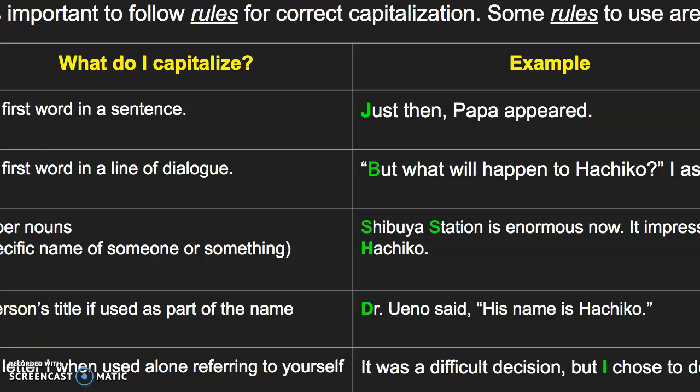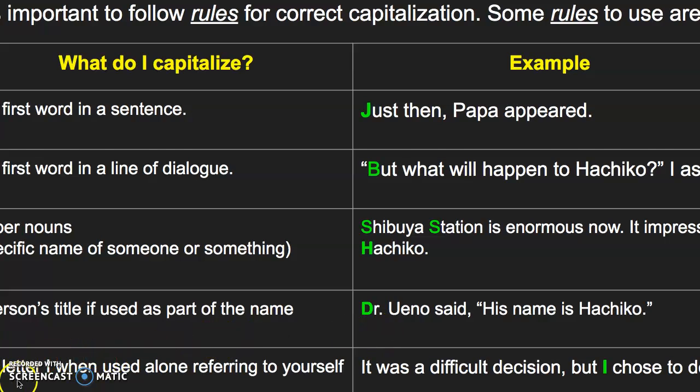All right, two more, guys. A person's title, if used as part of the name, should be capitalized. So the D in doctor, because his title is doctor. Another example of this might be Mr. or Mrs. The M would be capitalized. Excuse me, that was a hiccup.